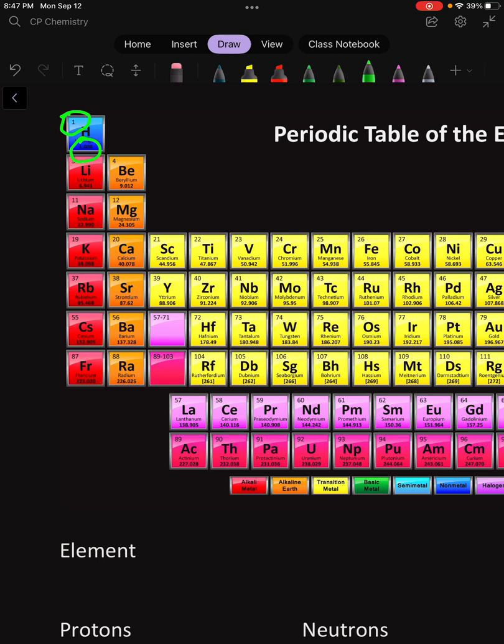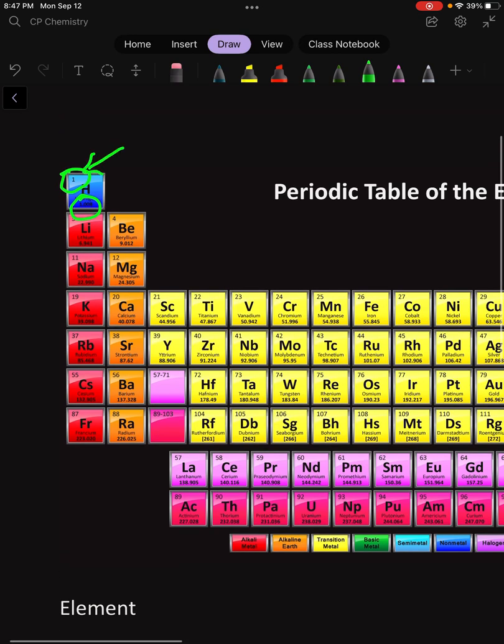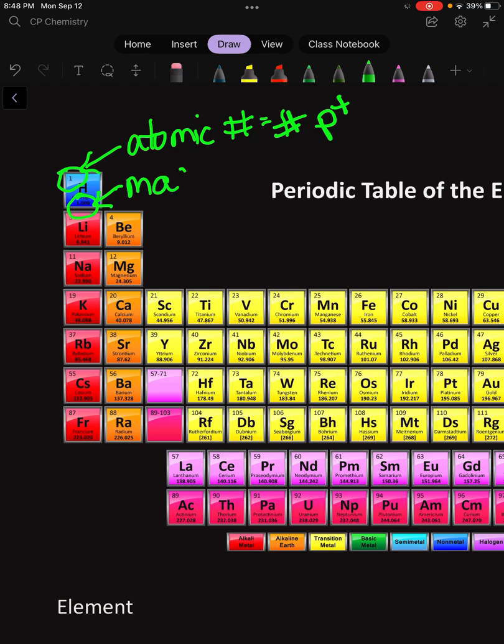There's 1, which is a whole number, and that whole number is what we call the atomic number. And that equals the number of protons. And I use a P with a plus sign because protons are positively charged. And then the other number is not a whole number, it's a decimal, and we call that the mass number. And it actually equals the number of protons and the number of neutrons.